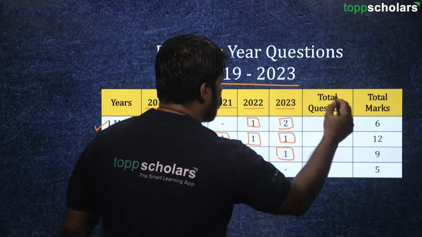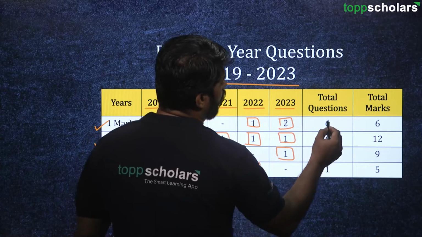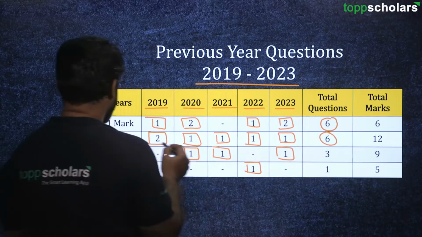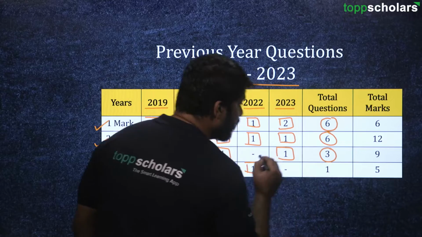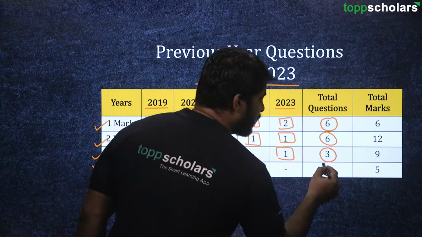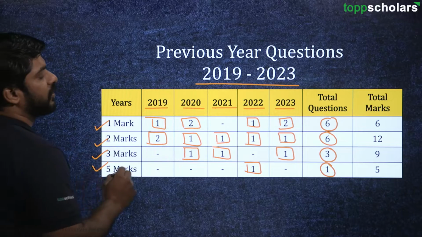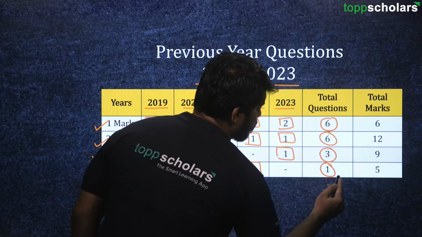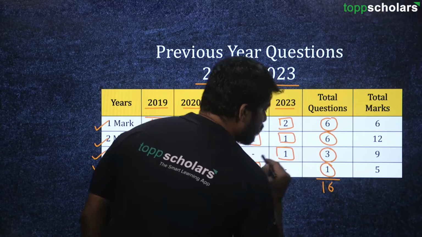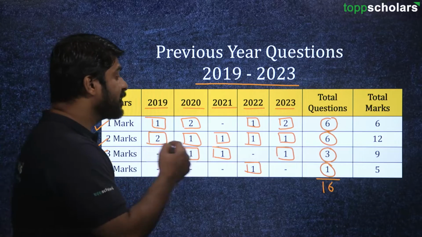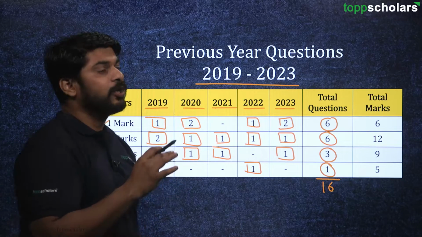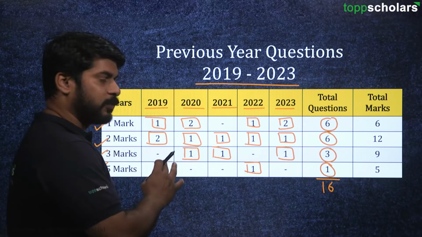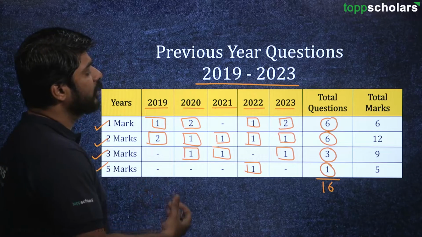In this way, in total we have got 6 1-mark questions, 6 2-mark questions, 3 3-mark questions and 1 5-mark question, isn't it? If you just add these up, you are going to get 16 questions in total from this chapter for different marks. Now we will discuss each one of these questions. Some of them will be dealt with in detail and some of them in short.